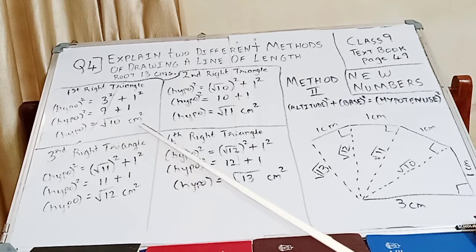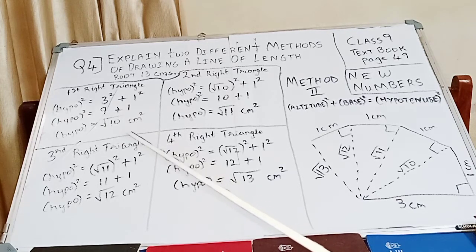So we have to put the unit also. This is centimeter square, in the final answer. Now we will go to the second right angle triangle. You have understood how we got root 10. Now we are going to the second right angle triangle.